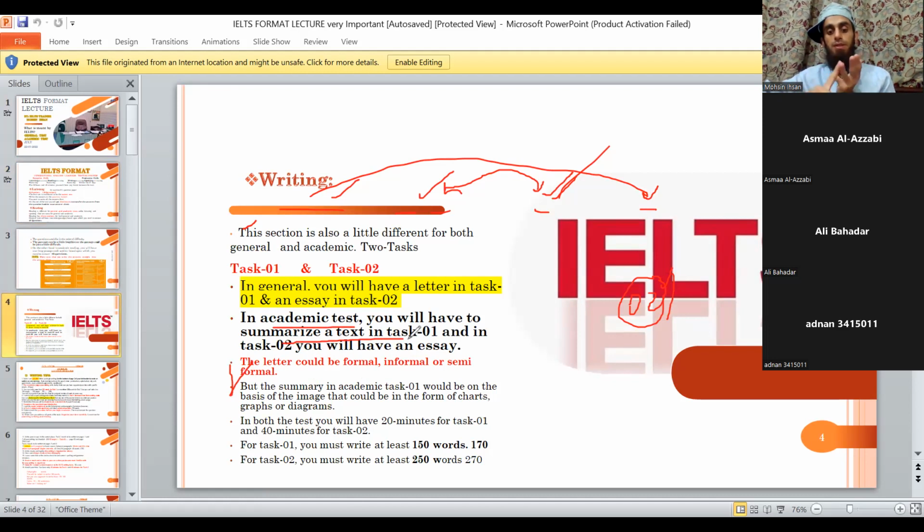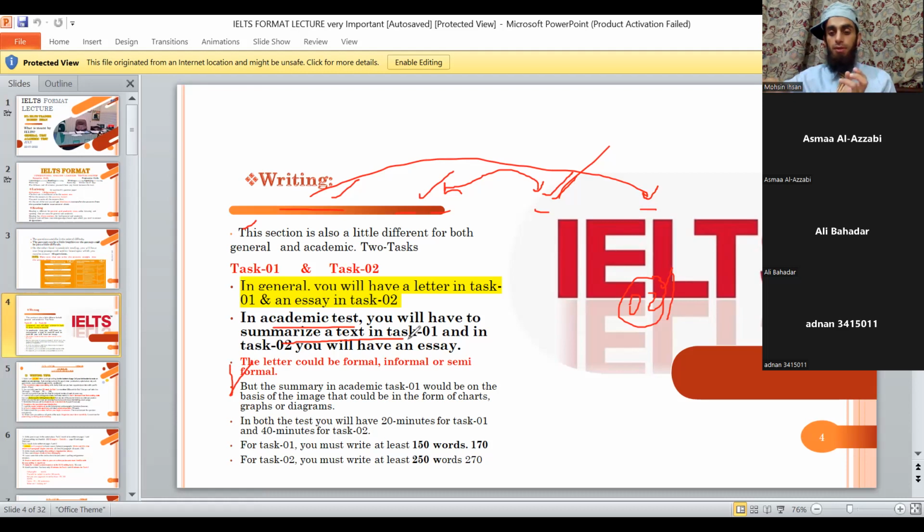There is a professional, proper, formal structure for how to write an introduction paragraph, body 1, body 2, and conclusion of an essay. That will be discussed in the essay lecture, right? Within writing, in task 1, the description of a chart will also be discussed. For general students, they would write a letter to someone, consisting of 150 words. For academic students in task 1, they're going to write a description of a chart. While in task 2, only an essay would be given for both academic and general, right? The difference lies only in task 1.